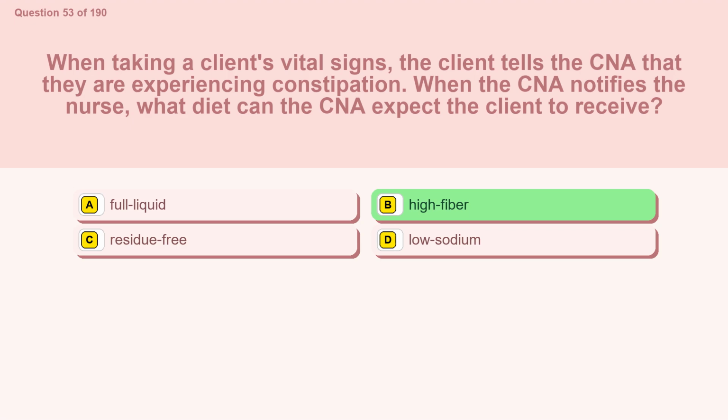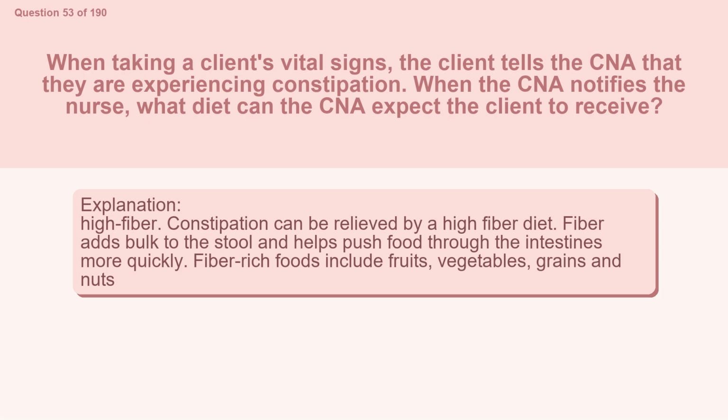The correct answer is option B, high fiber. Constipation can be relieved by a high fiber diet. Fiber adds bulk to the stool and helps push food through the intestines more quickly. Fiber-rich foods include fruits, vegetables, grains, and nuts.